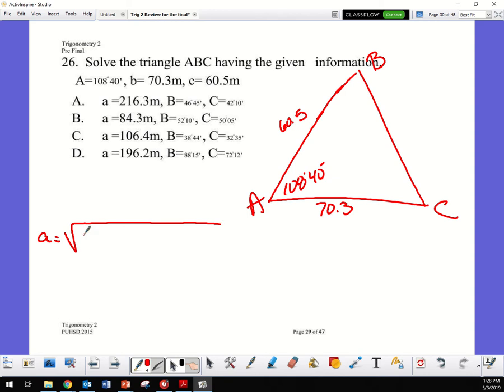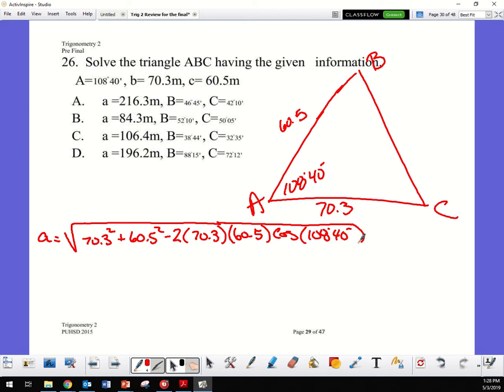So, it's going to be 70.3 squared plus 60.5 squared minus 2 times 70.3, 60.5, cosine of a, cosine of 108 degrees, 40 minutes.